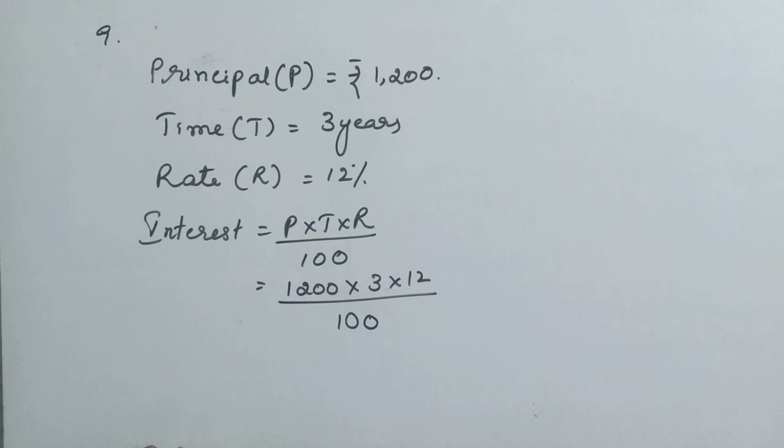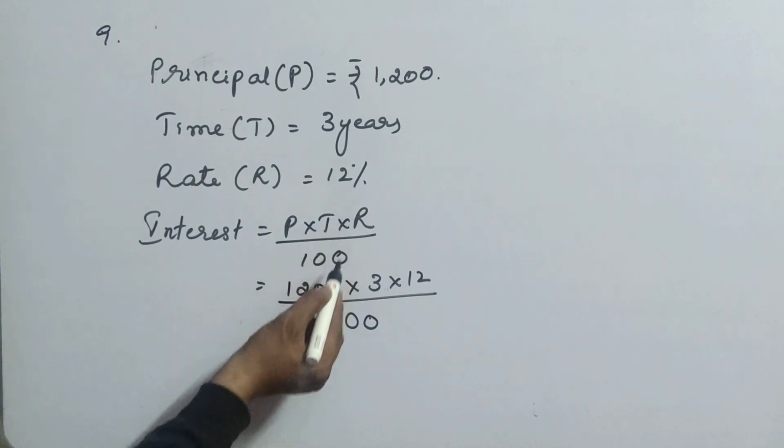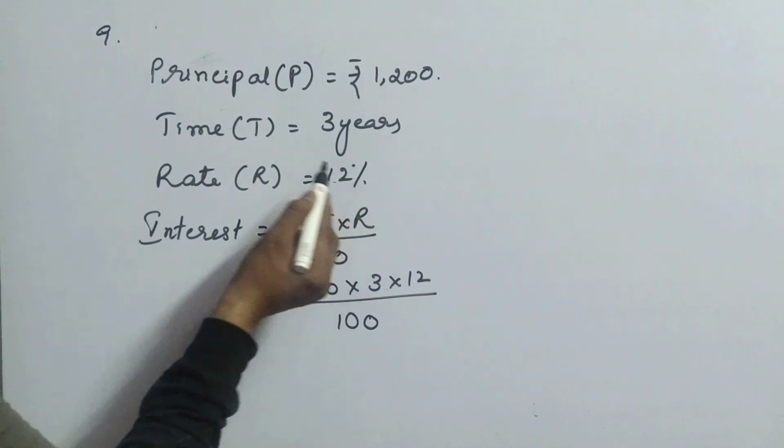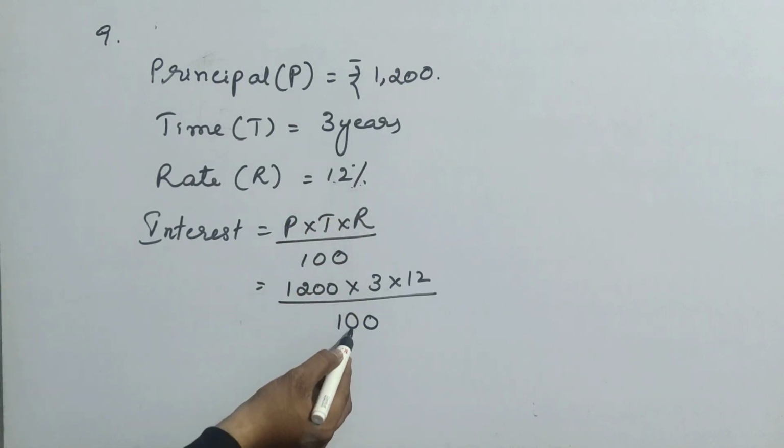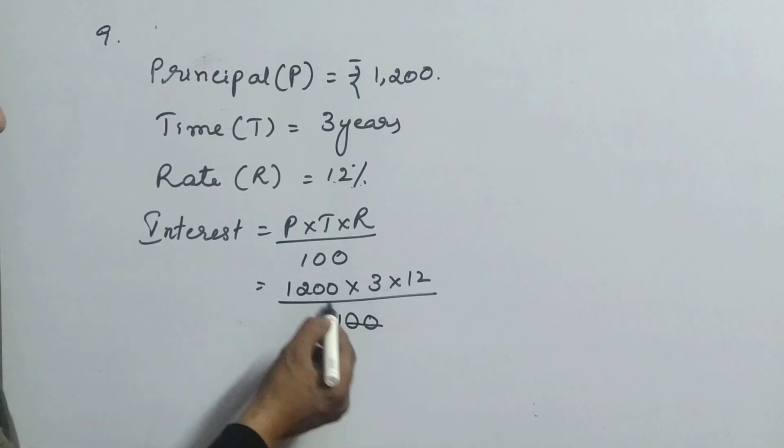Is it clear? You may get a doubt about how 100 came when it is 12%. Always the rate of interest will be given as 12%, so that's why in the formula the 100 is given directly. Okay, now the 0s, 0 0 get cancelled.